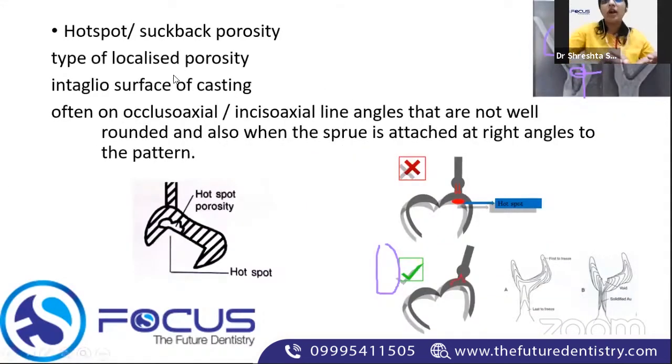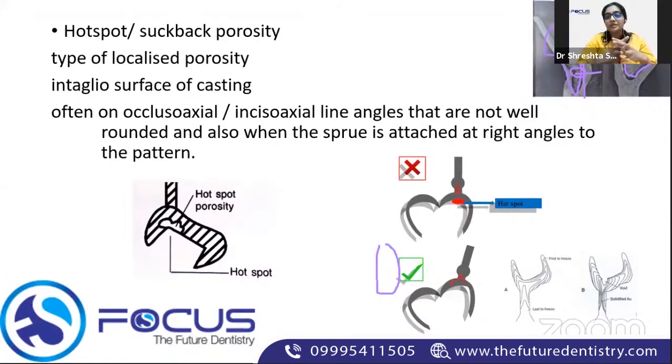Now we will be talking about hotspot or suckback porosity. Now this hotspot or suckback porosity is basically a type of localized porosity. Okay, it usually is seen inside the intaglio surface of your casting. Okay, so this is your interior surface. This is your normal intaglio surface, and this, when you see, is your suckback porosity, a hotspot or suckback porosity.